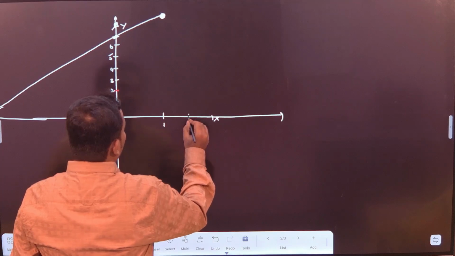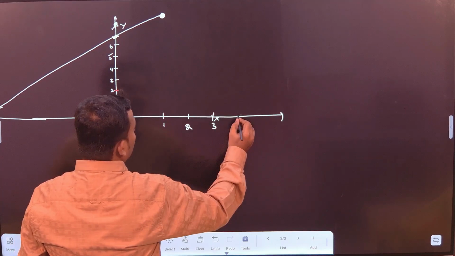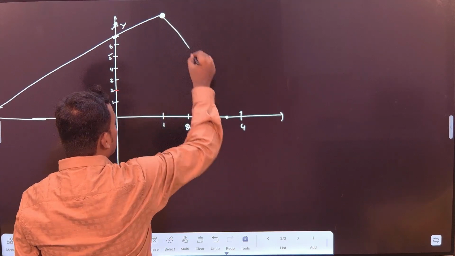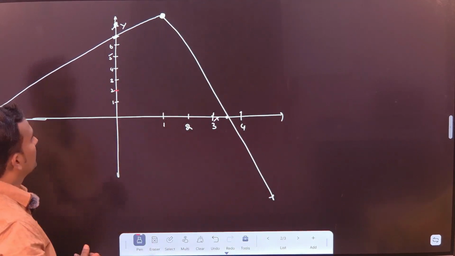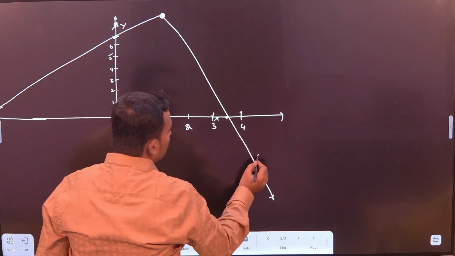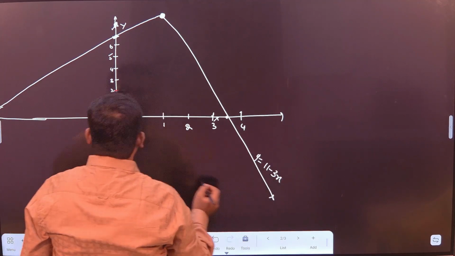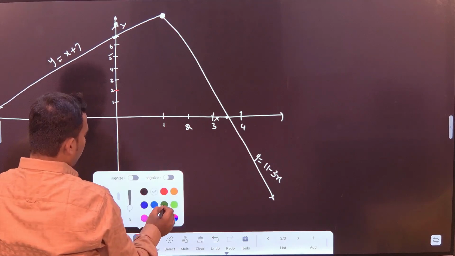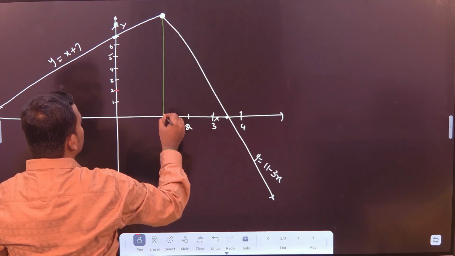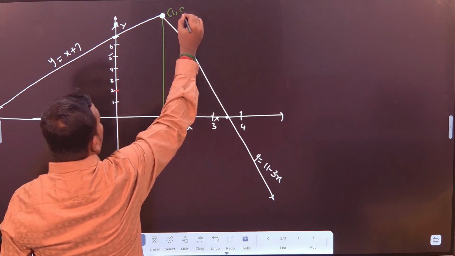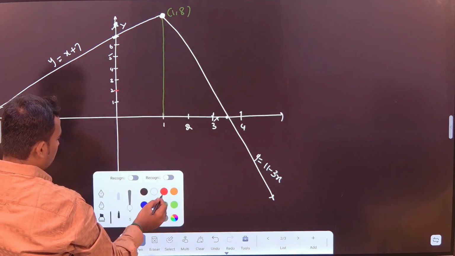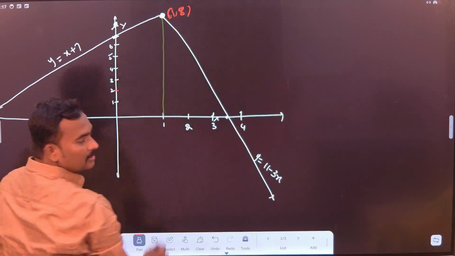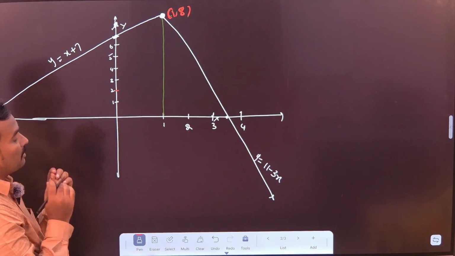Let us take here 2. This is 3. So let's take this is 4. This is the point, right? It will intersect like this. Yes, this is the graph. Clear? This is y is equal to 11 minus 3x. The intersection point here is this. This is 1 comma 8. Otherwise, I'll choose another color. 1 comma 8.